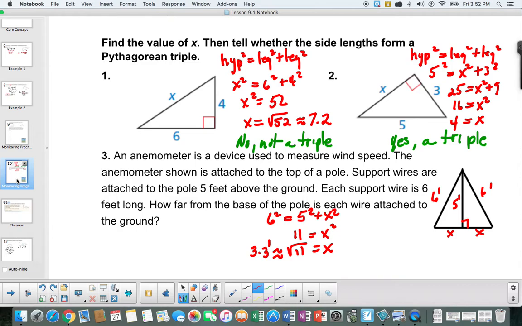And here are the answers. Number 1 is not a triple. Number 2, yes, that's a triple. That's a 3, 4, 5 right triangle. And number 3, here's the picture. I always like to draw a picture, then I can find the missing side.